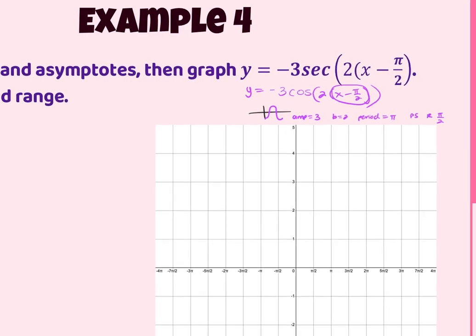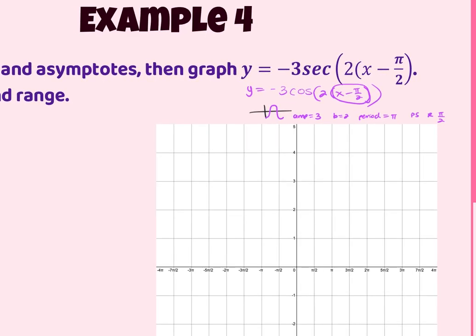My first key point would be at 0, right? Then I take my period, which is pi. I multiply it times a fourth, times a half, times 3/4. And the last one was pi. So I get 0, pi over 4, pi over 2, 3 pi over 4, and pi. Those are my initial key points. But now I'm going to shift them to the right, pi over 2. So I add pi over 2 to each of them.